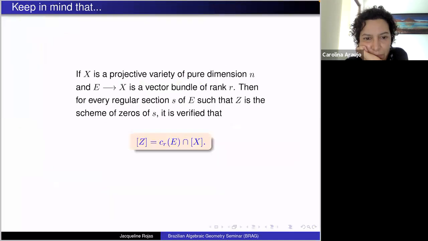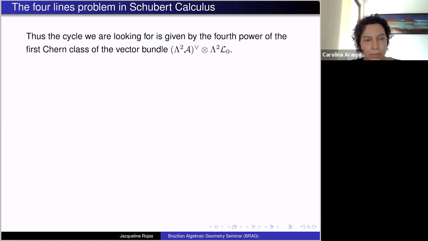Then you have in mind, this is important, that you have a projective variety of dimension N, and you have a vector bundle E over it of rank R. And if this vector bundle has a regular section, and you want to determine the class in the Chow ring of the zero locus of the section, this is given by the top Chern class of E. Yes, this is important. This is cool. And then, as we talk about the cycle we are looking for, it is in fact the fourth power of the Chern class of this bundle.